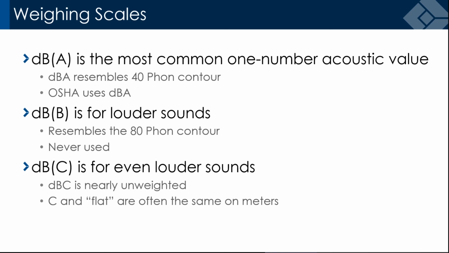dBC is for even louder sounds. And if you have a cheap noise meter, the dBC curve will just be the unweighted curve where it doesn't do anything to it. Like I bought a Radio Shack meter years ago, and dBC and flat scale were exactly the same thing. But normally what happens on an old-fashioned, inexpensive sound meter is they have electronic resistors that adjust the noise in each band and then push them back together again. And they do pretty well.